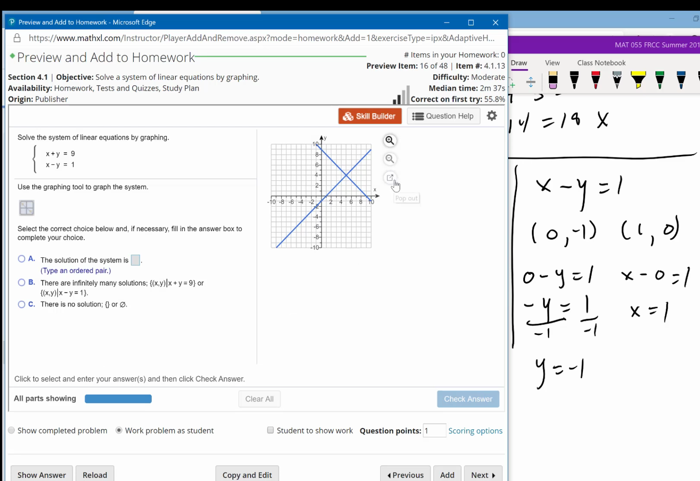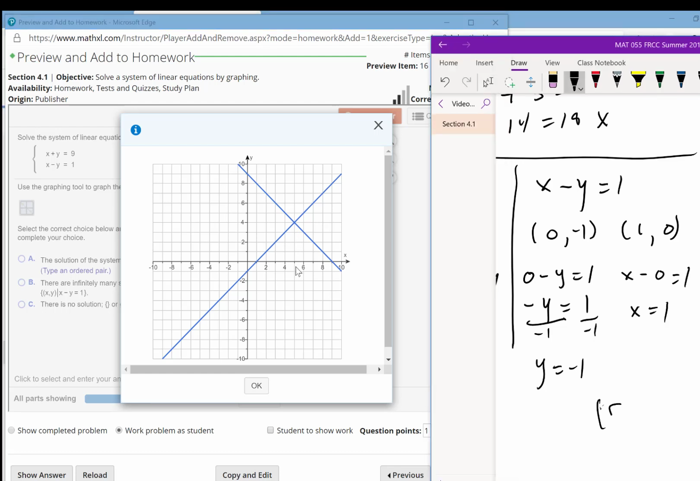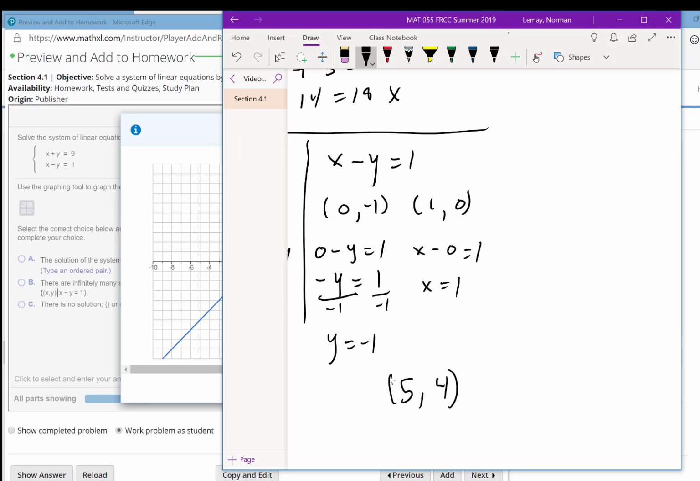So again, we'll just pop this out here. So now we just have to come up with the x and y for this intersection right here. So we can easily see here that the x value here looks like 5. So I'm going to come over here and write that down. So here we get 5. And then we'll come up over here to our point, project back here. It looks like 4. So (5, 4).